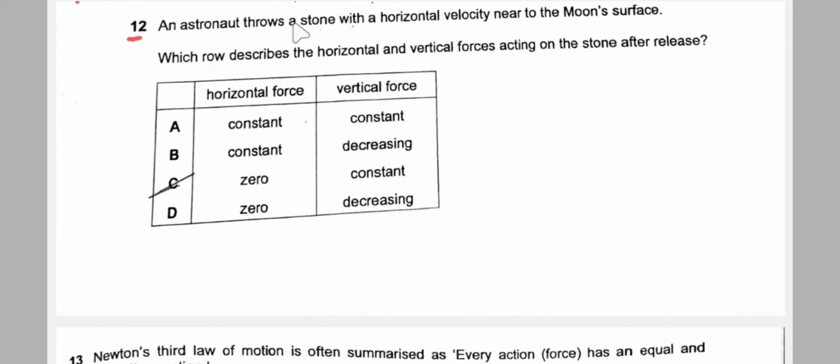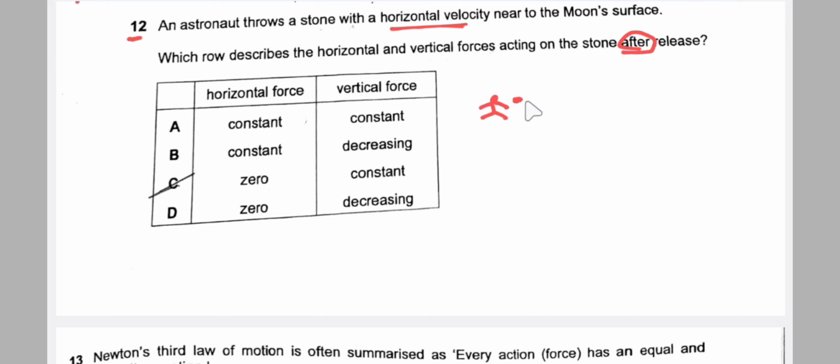12. An astronaut throws a stone with a horizontal velocity near to the moon's surface. So he throws with a horizontal velocity. Which row describes the horizontal and the vertical forces acting on the stone after release? So it mentions after release. That means initially the astronaut throws the stone horizontally.